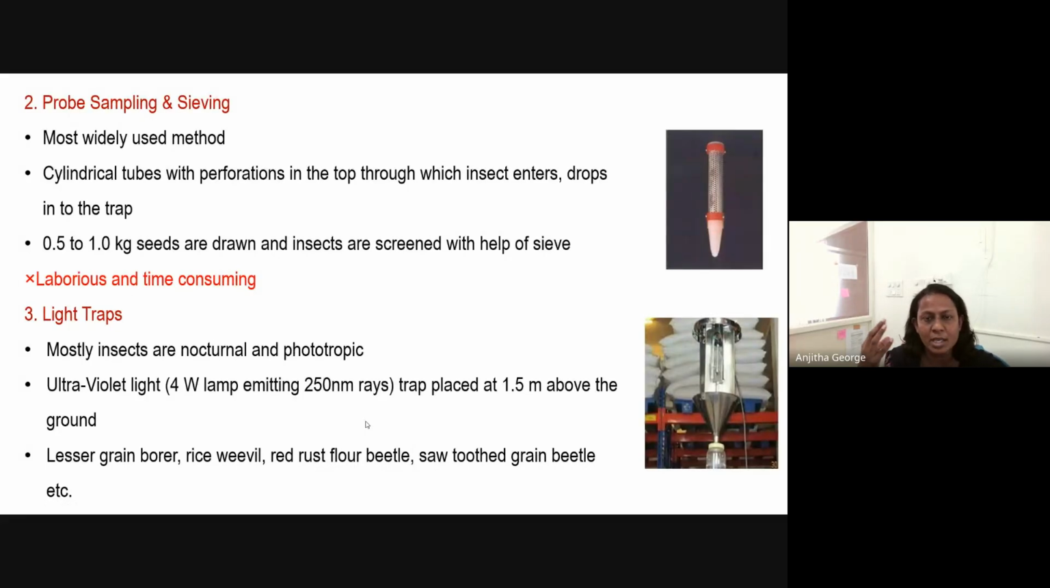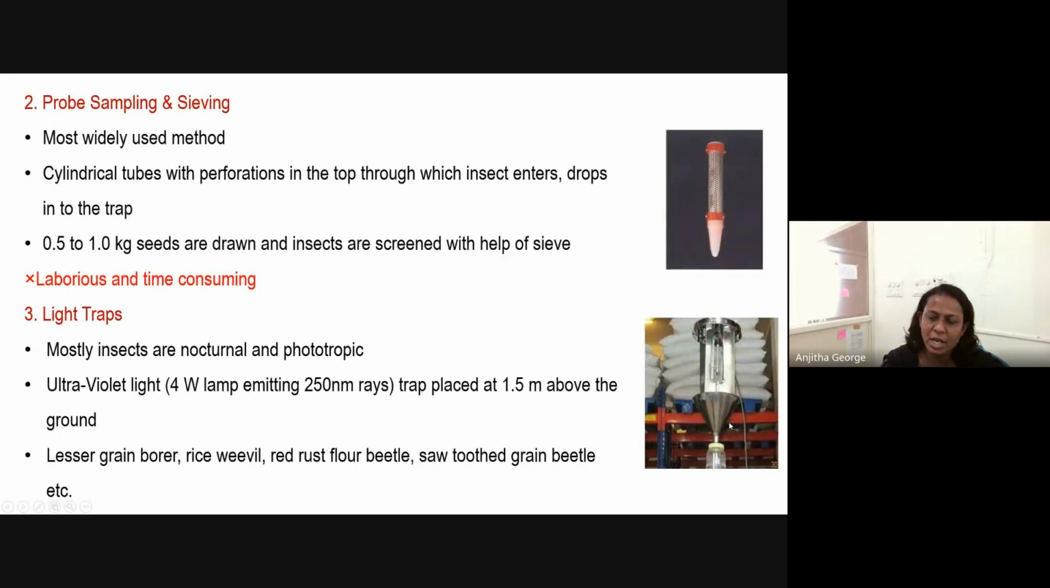It means they will be active in the night, and they will be attracted to light. So we are using this method to attract these insect pests. We are using a UV lamp, so we have to install this. This is a kind of setup you might have seen.